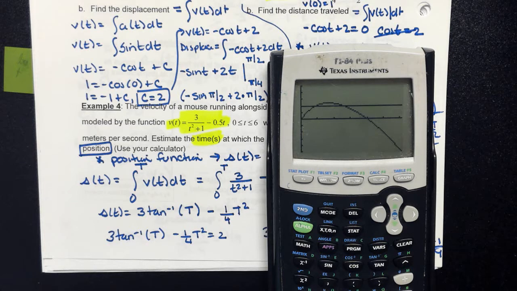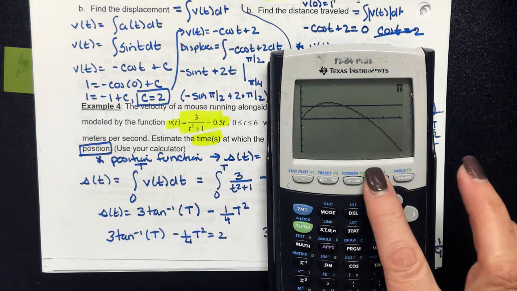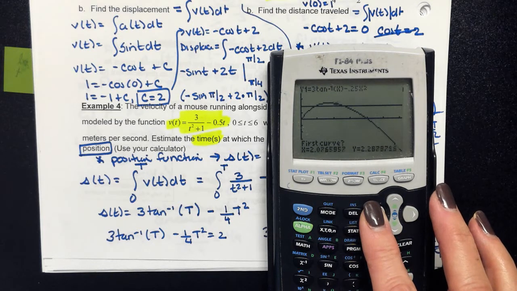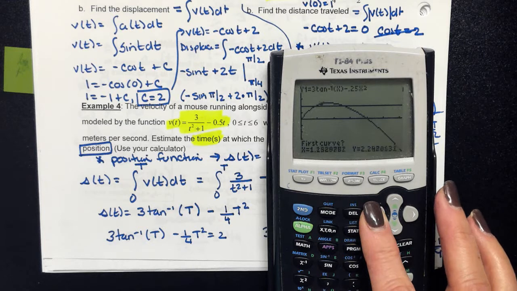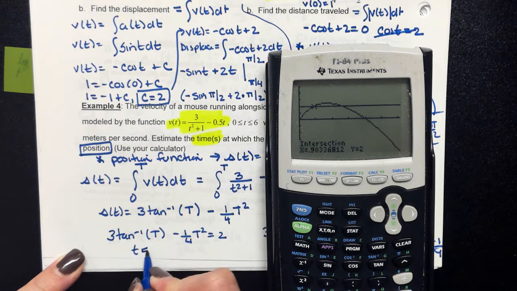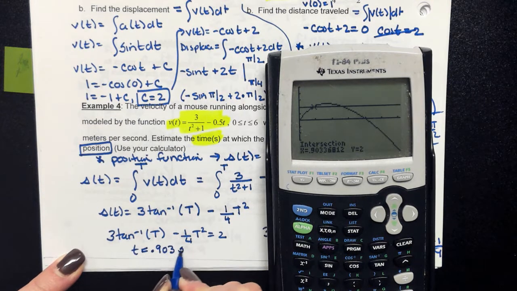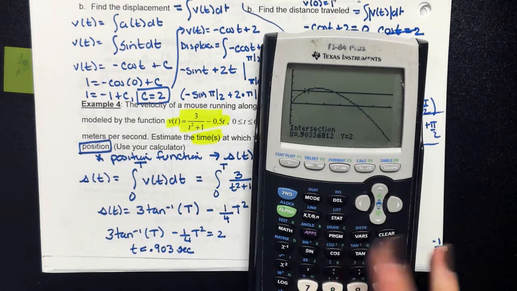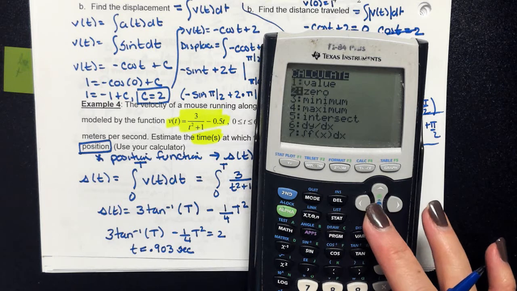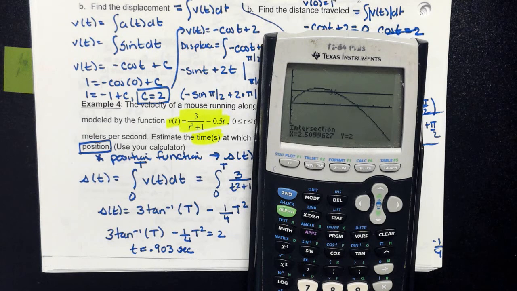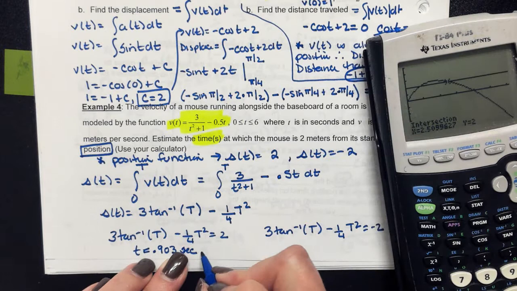So how many answers am I going to have? 2. So I'll go to second trace, intersect. One time is going to be at 0.903 seconds. And then when I do my second trace again, I end up with 2.510 seconds.